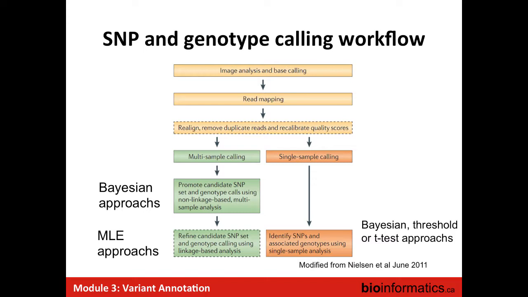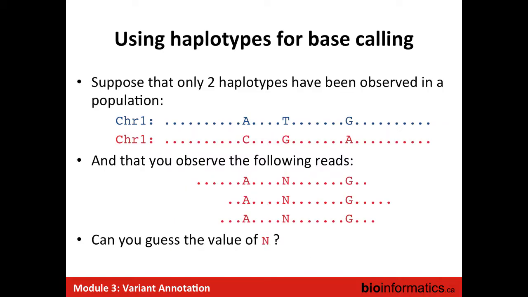To give you an idea of how that works, suppose that you have two haplotypes in your population. In the population, there's a limited number of haplotypes in a given region. So if you have information about this, that there's really a haplotype blue and a haplotype red, and after that you observe reads from an individual that have these letters, you can probably guess what the N is without really looking at it, right? So you can use information about haplotypes in the population, about other samples, to do a better job, and if you see an error in a read, you'll be able to detect it more easily.